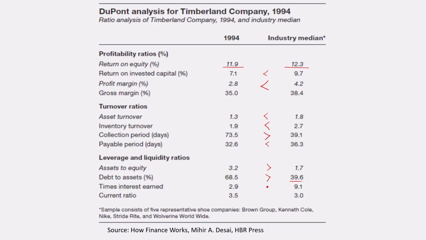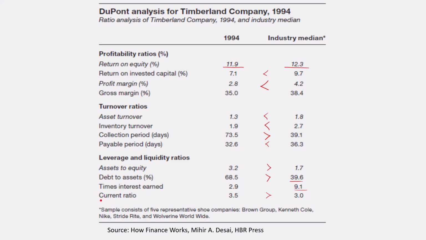Times interest earned is 1/3 of the median firm in the industry. So the firm is walking a financial tightrope that other companies try to avoid. And of course, the current ratio is higher, but we'll see why it's higher, because they have too much inventory in hand and they can't get rid of the inventory. So the current ratio is higher.